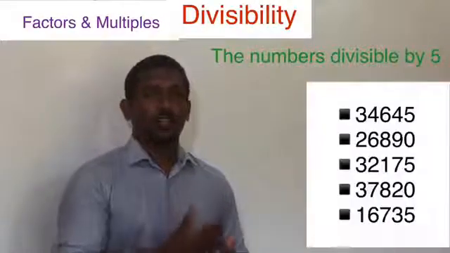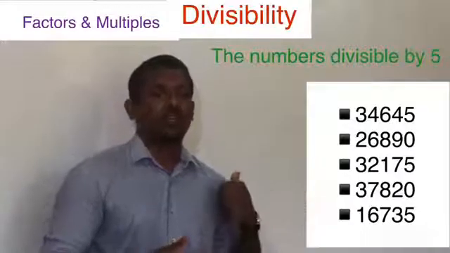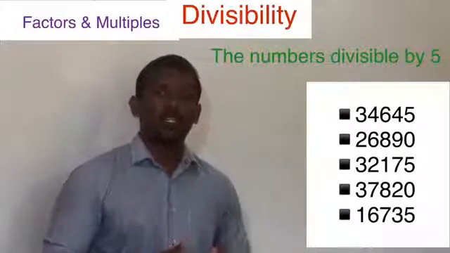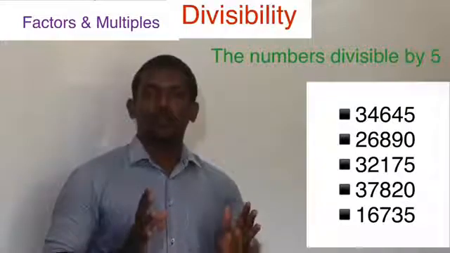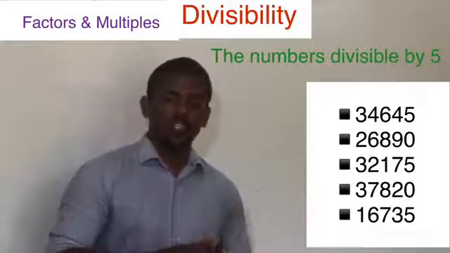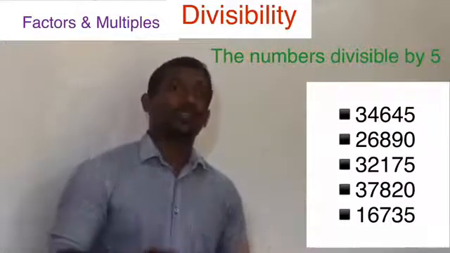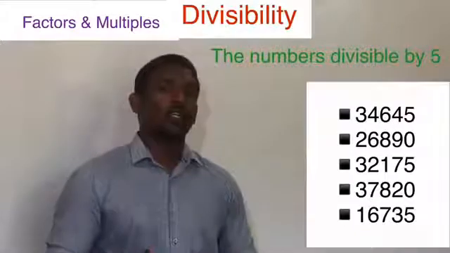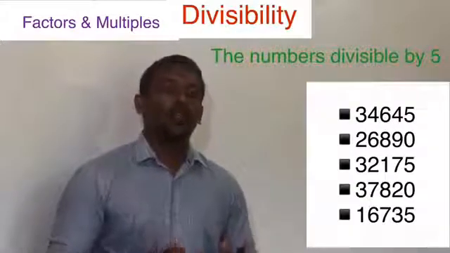Here also it is the same. Even if the number has any number of digits, it doesn't matter. We have to examine only the digit in the ones place. If that digit is 0 or 5, that number is divisible by 5 without remainder.